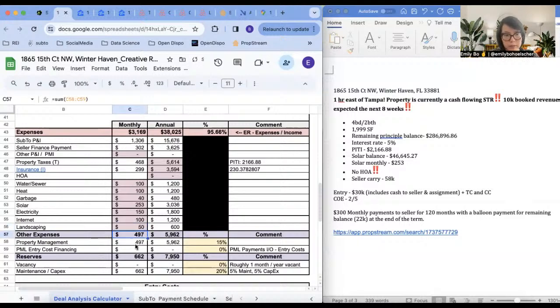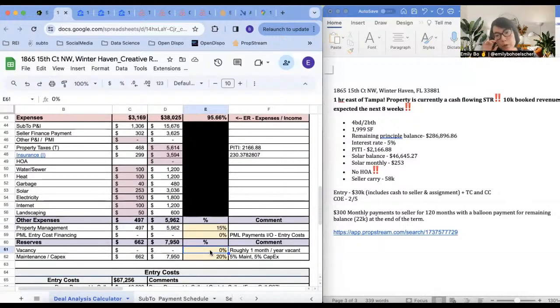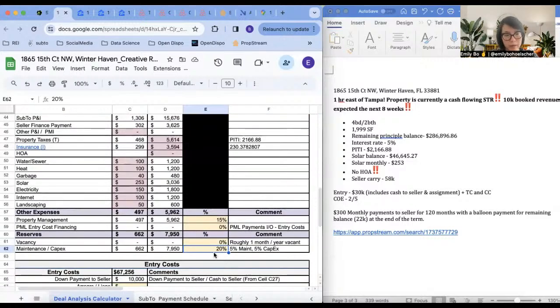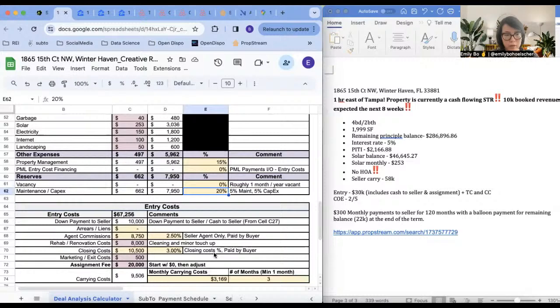And then the other expenses, property management. Since I'm going to underwrite it as an Airbnb, the property management will be at least 15%. So 15%, and vacancy. I'm going to factor the vacancy into the actual rent amount, so this I just put as 0. Maintenance and CapEx, I put 20%. I would say it actually should be more, but let's just put 20% first.